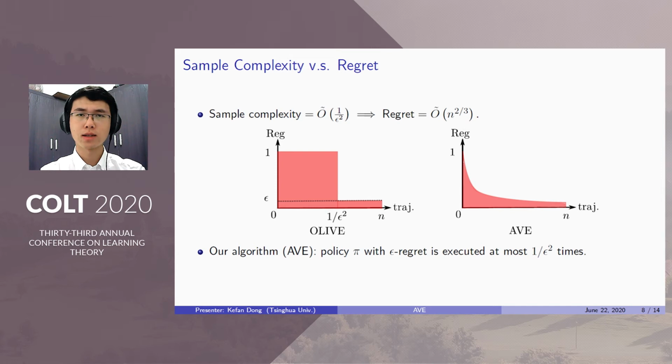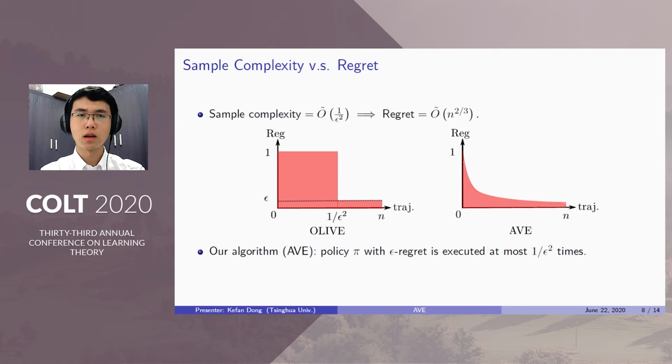The x-axis is the number of trajectories, and the y-axis is the suboptimality of the policy. Then the red area represents the regret. The Olive algorithm guarantees that after about 1 over epsilon squared trajectories, the algorithm can output an epsilon optimal policy. But before 1 over epsilon squared trajectories, the suboptimality is unbounded.